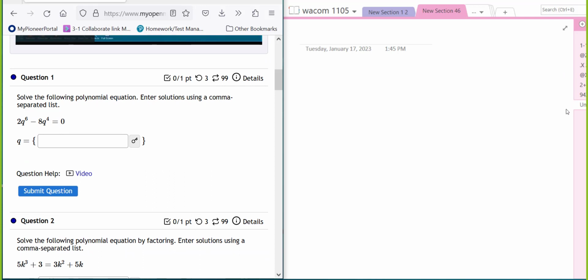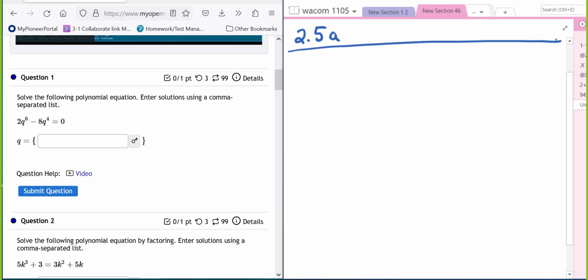And the first few in this section, so we're in 2.5a, are polynomial equations. So they can have an exponent higher than 2, but really the only way we know how to solve those is to factor. If we can't get it down to a quadratic, we don't have a nice formula to solve it. So we'll keep that in mind as we go. So I did pick number 1.